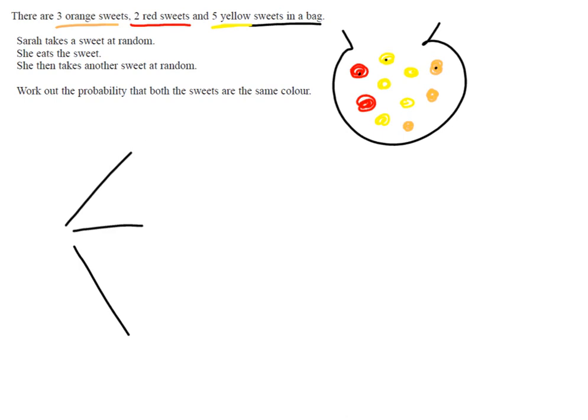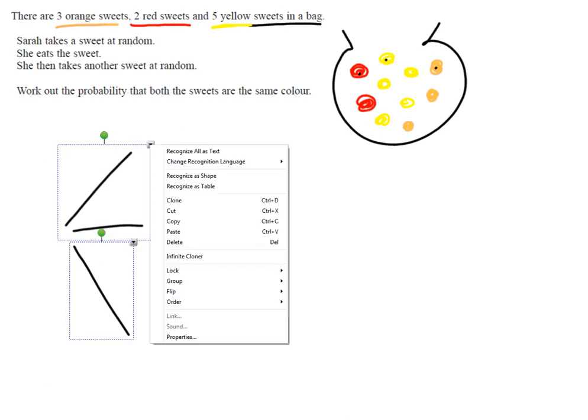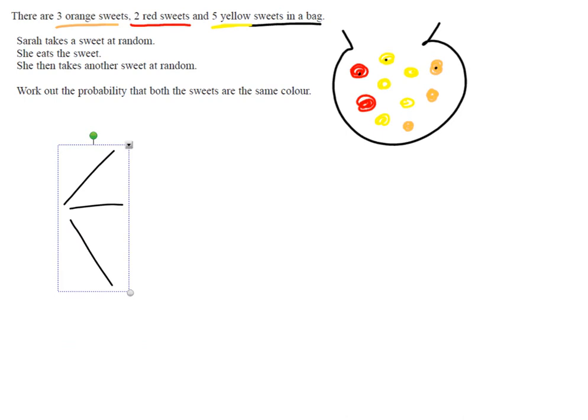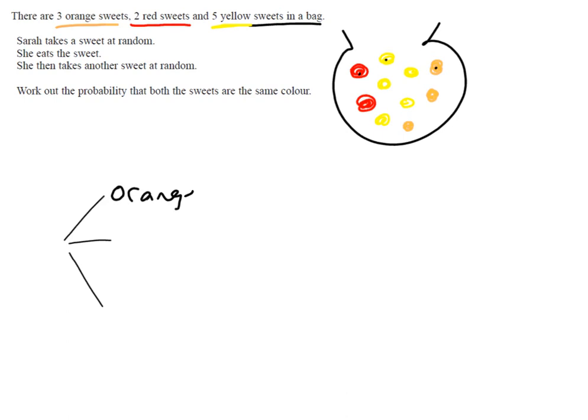I would advise you not to draw these too big because you'll see that the 3 ones get quite big. So I'm going to just make that a bit smaller. So first option was orange, red, yellow. So we've not even finished reading the question, have we? So let's do that first.